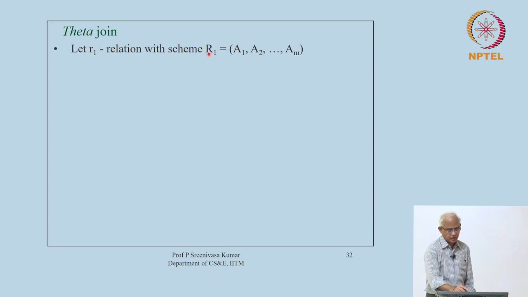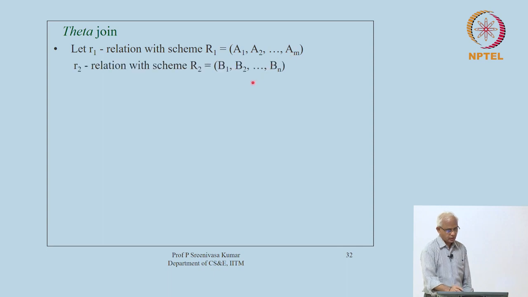R1 is a relation with scheme R1 equals A1 through Am, some m number of attributes. R2 is another relation with scheme B1 through Bn, and let us assume, without loss of generality, that the intersection of R1 and R2 is the null set. There are no common attribute names across the two, because if there are, we can always rename them, right.